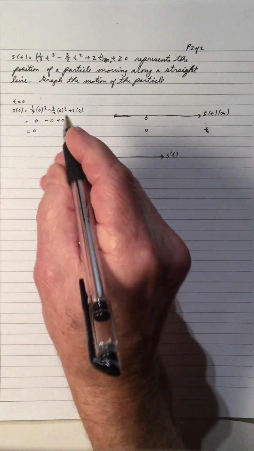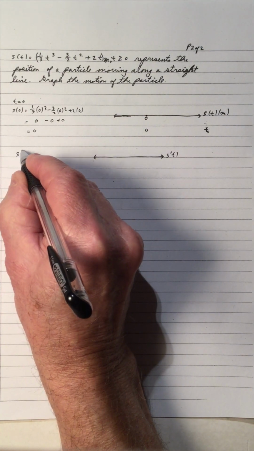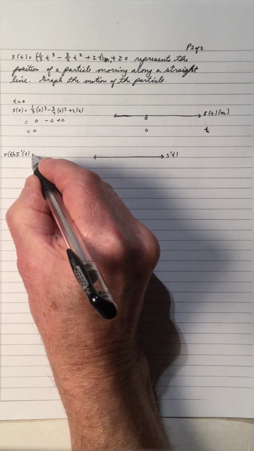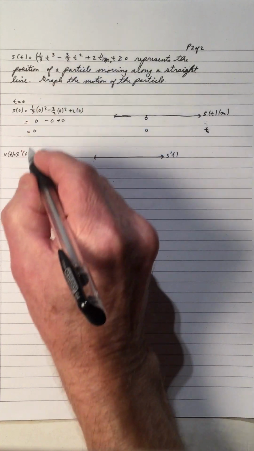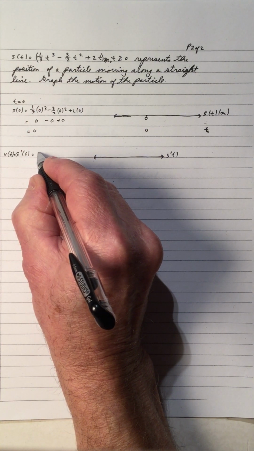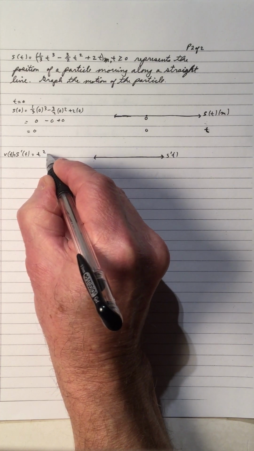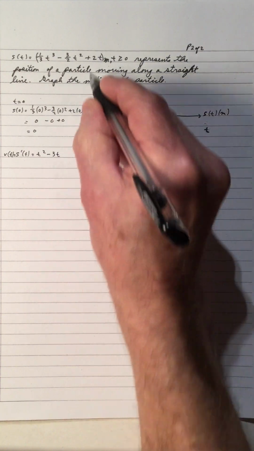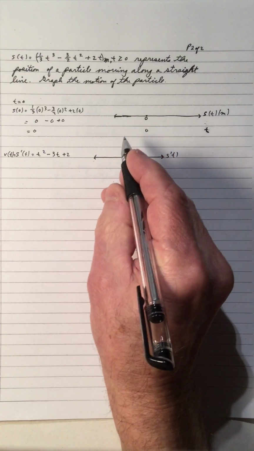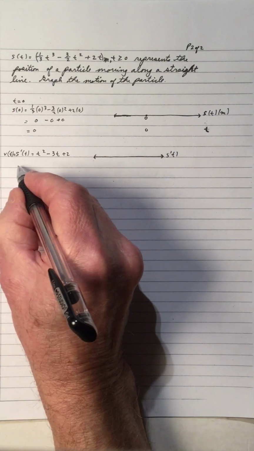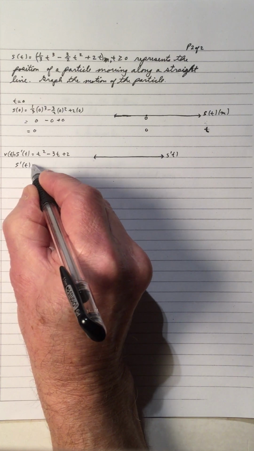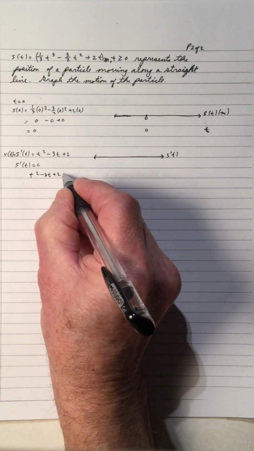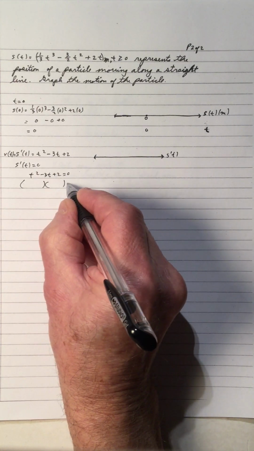Now, let's look at the derivative, s prime of t, which is the velocity. The derivative of 1/3 t cubed is 1/3 times 3 is 1, so it's t squared. 3/2 times 2 is negative 3t. The derivative of 2t is plus 2. And if we make this derivative equal to 0, we get t squared minus 3t plus 2 equals 0.